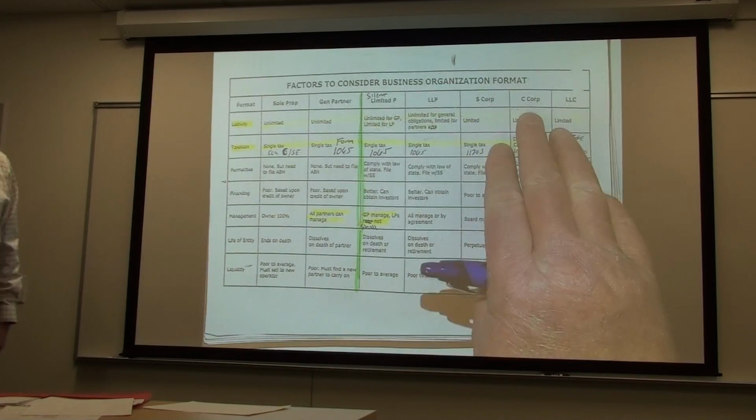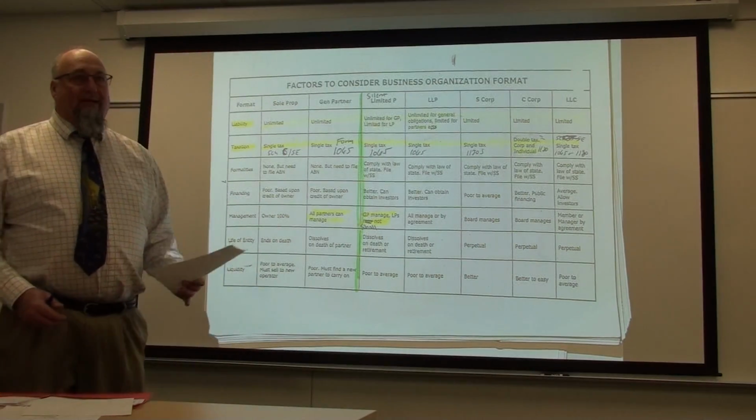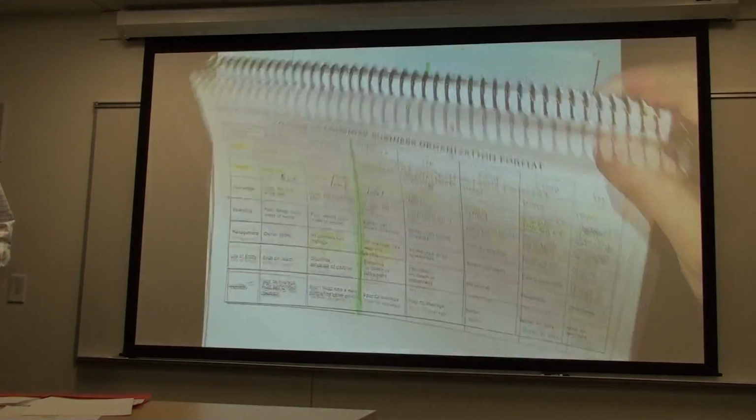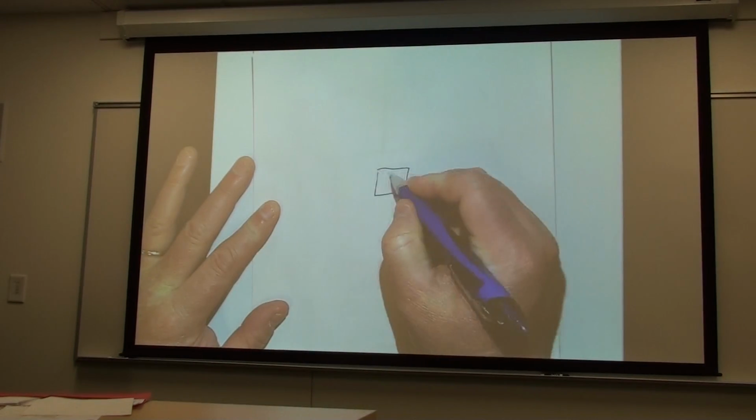So let's start off with a C corporation, because a C corporation is a taxable entity subject to corporate tax. Let me explain how this works. Right, so let's say we have a C corporation here.